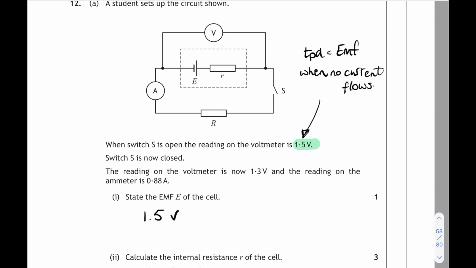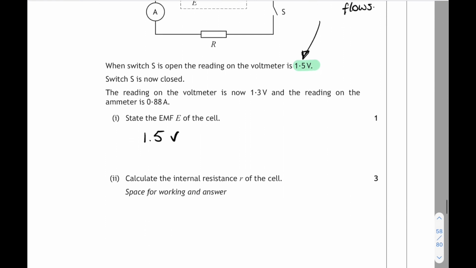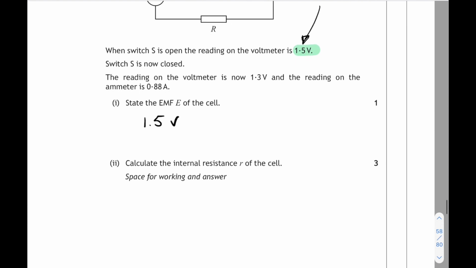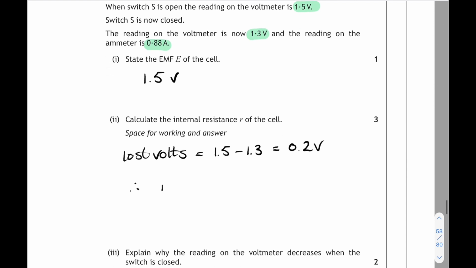And in part 2, we have to calculate the internal resistance of the cell. So we're going to need the voltmeter reading and the current when the switch is closed to do this. So when the switch was closed, the voltage went from 1.5 down to 1.3. So we have lost some of the volts inside the battery, and that lost volts will be equal to 1.5 minus 1.3. That's equal to 0.2 volts.